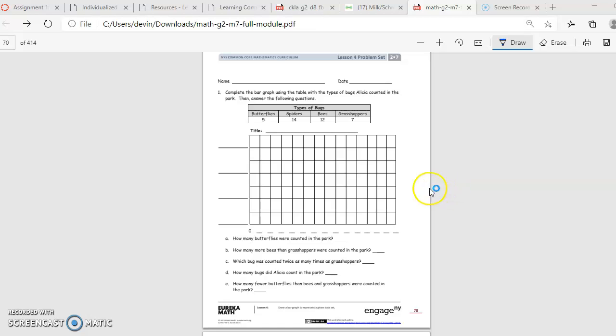Today we're on the lesson 4 problem set and homework pages. So I'll go over the problem set first. We want to start by completing the bar graph using the table with the types of bugs Alicia counted in the park, then answer the following questions.